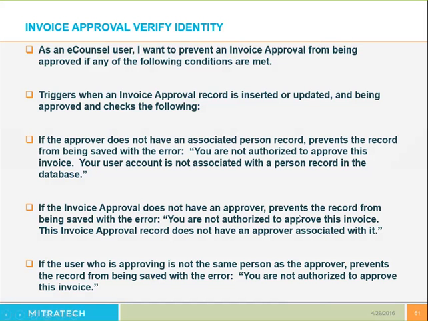The validation rules. These are rules that kick off after the invoice has already passed the invoice audit rules and it has been allowed into the system. The invoice approval verify identity. This is when an approver is approving an invoice. It just validates that the user is the person approving.